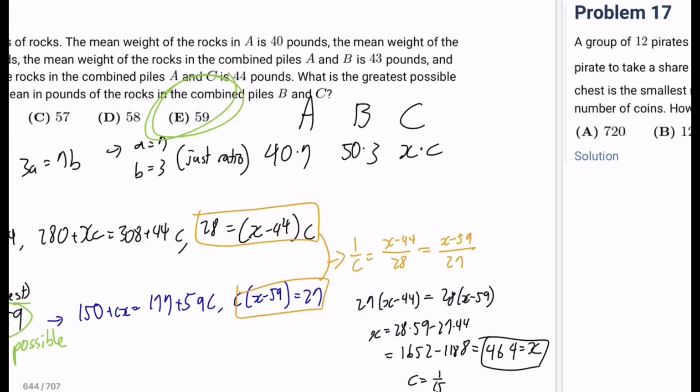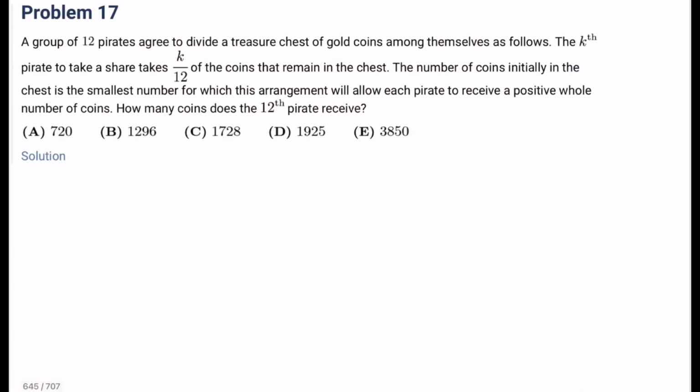It's E. Number 17. A group of 12 pirates agreed to divide a treasure chest of gold coins among themselves as follows. The Kth pirate, to take a share, takes k over 12 of the coins that remain in the chest. The number of coins initially in the chest is the smallest number for which this arrangement will allow each pirate to receive a positive whole number of coins. How many coins does the 12th pirate receive?